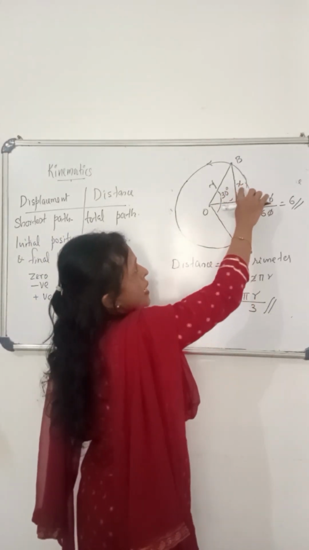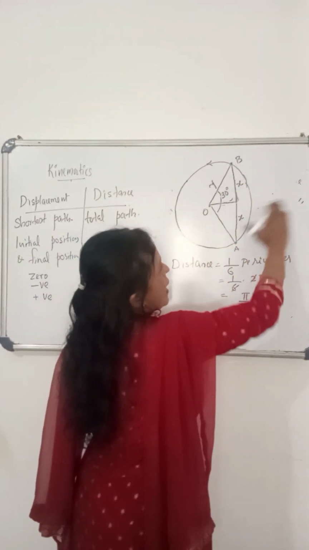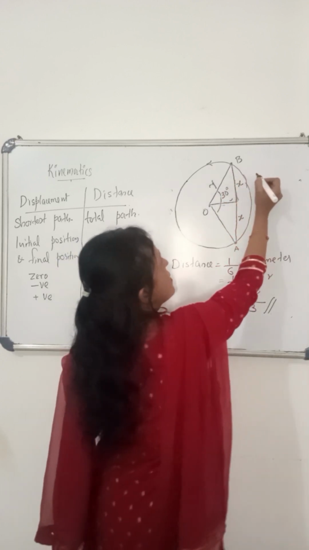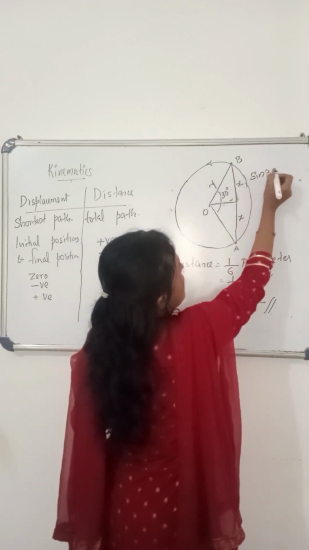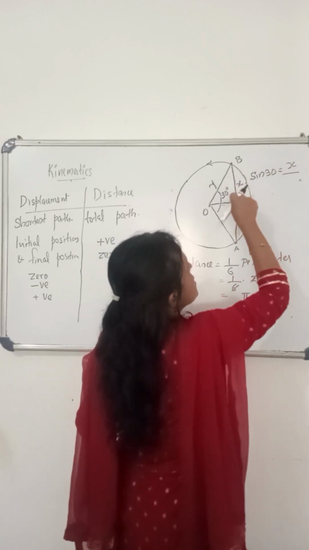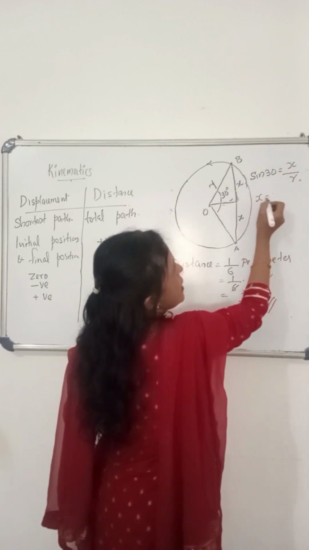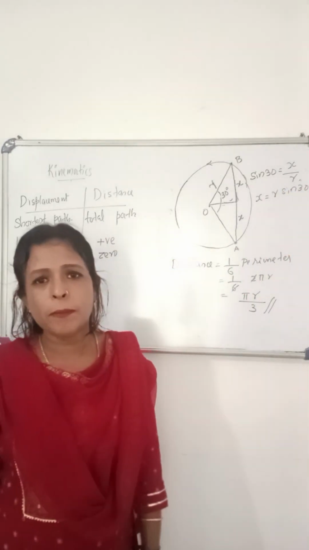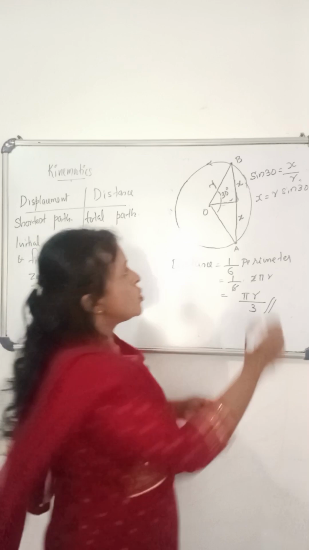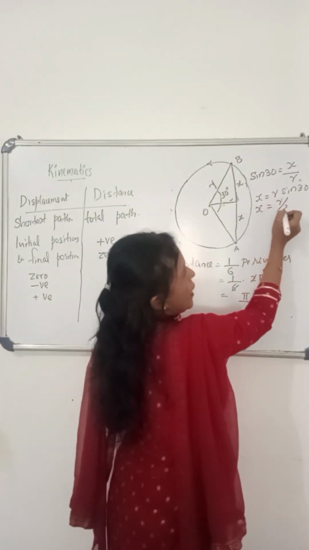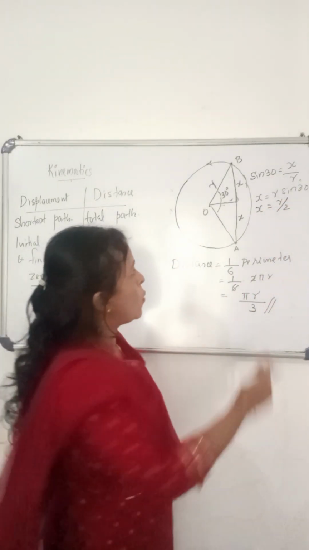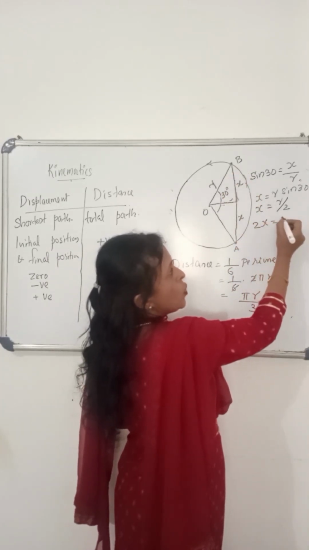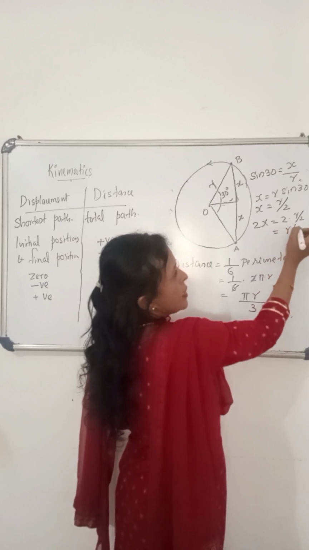So what is x from here? We can take sine 30. Sine 30 equals x by r, opposite side by r. Then x is equal to r sine 30. Sine 30 means 1/2. So x is equal to r by 2. Then another x. The total distance is 2x. That means 2 into r by 2, which is equal to r. That is the answer.